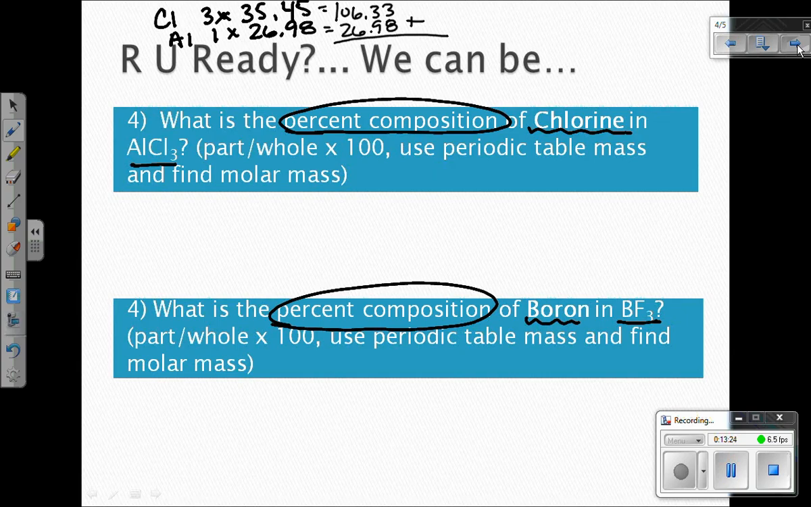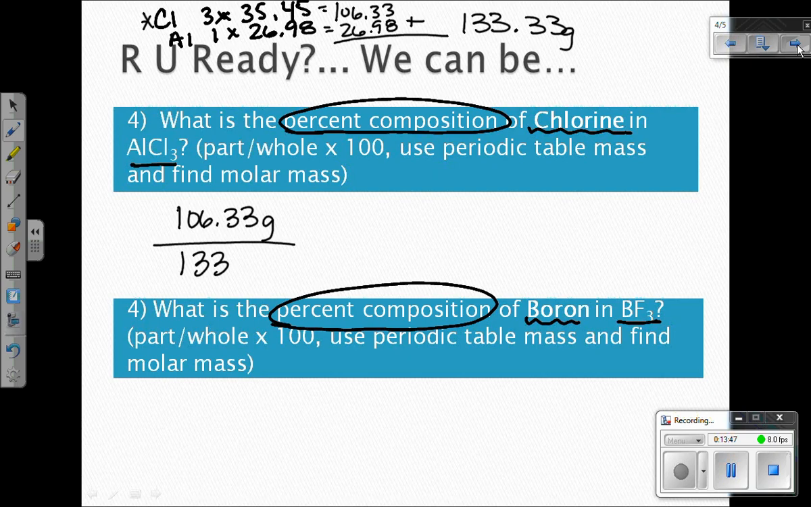That's going to give us a total. Our part is our chlorine right here, our part is 106.33 grams. And then our total is all of that added together, which is 133.31 grams. So that would be divided by 133.31 grams. We're then going to need to multiply it by 100 to get it into a percentage.